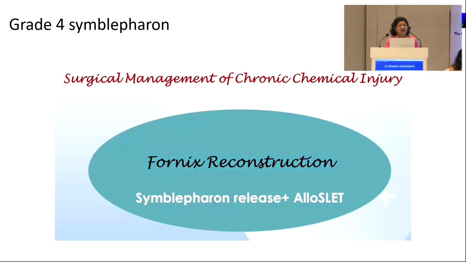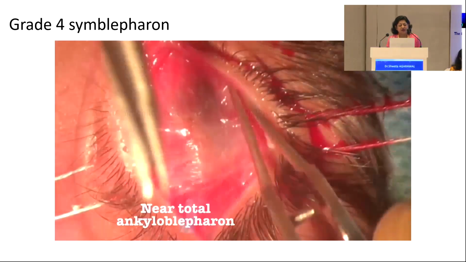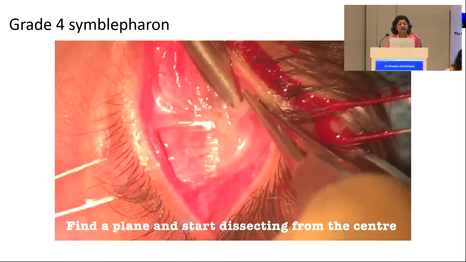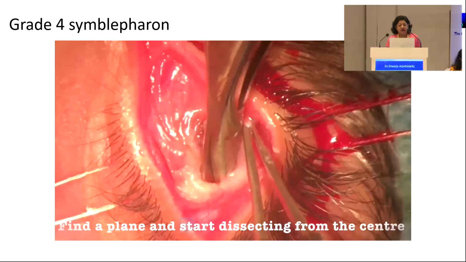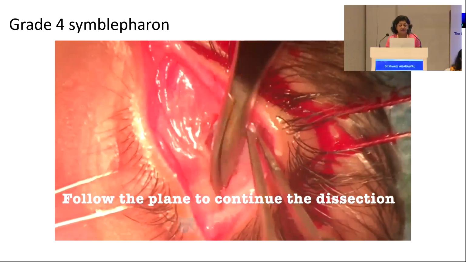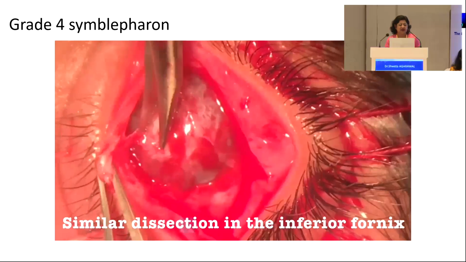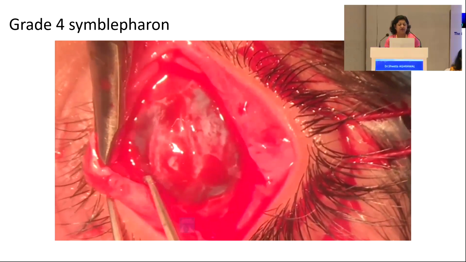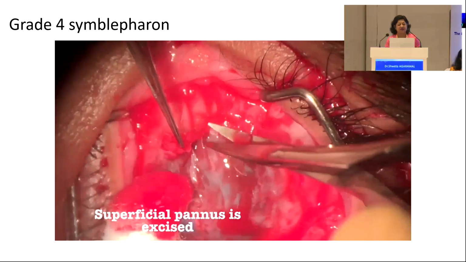Similarly, this was another patient of a grade 4 symblepharon where we have gone ahead with a fornix reconstruction. This was an 8-year-old child who presented with a near total ankyloblepharon. So the plan was to do a symblepharon release, amniotic transplant, and a mucous membrane graft like we did in the earlier patient. Now when we started dissecting it, there was a good amount of conjunctiva as we dissected, which we realized could take care of the tarsal and the palpebral conjunctiva completely.